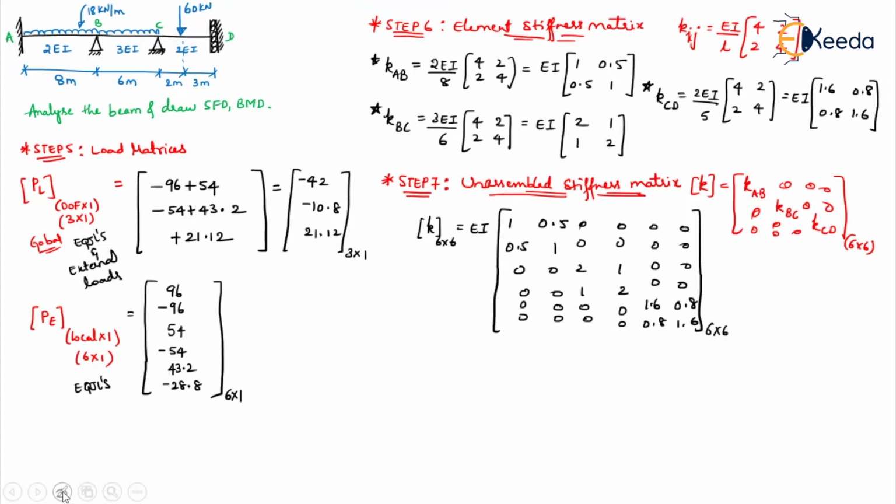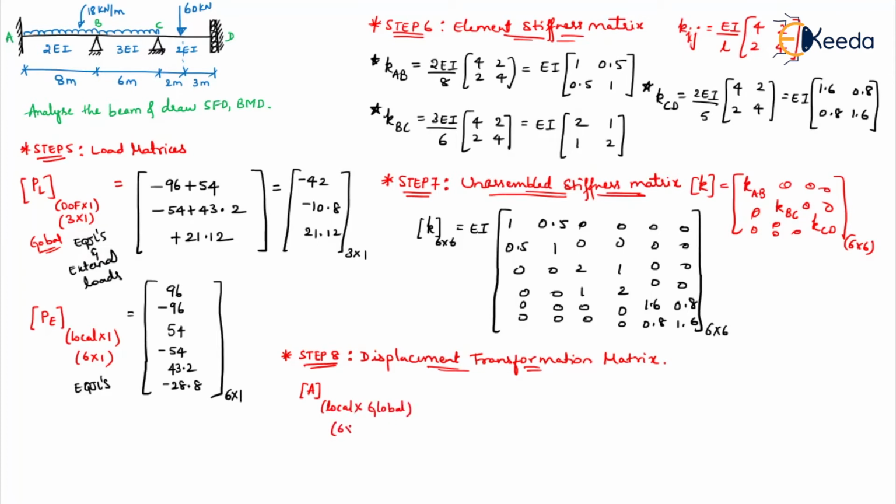Next what you have to do is find the displacement transformation matrix. So what is this? Step 8. This is your displacement transformation. Right. So what is the displacement transformation matrix? Capital A. What will be the size of this? Local into global. So in this case it is of size 6 into 3. So how will it appear?